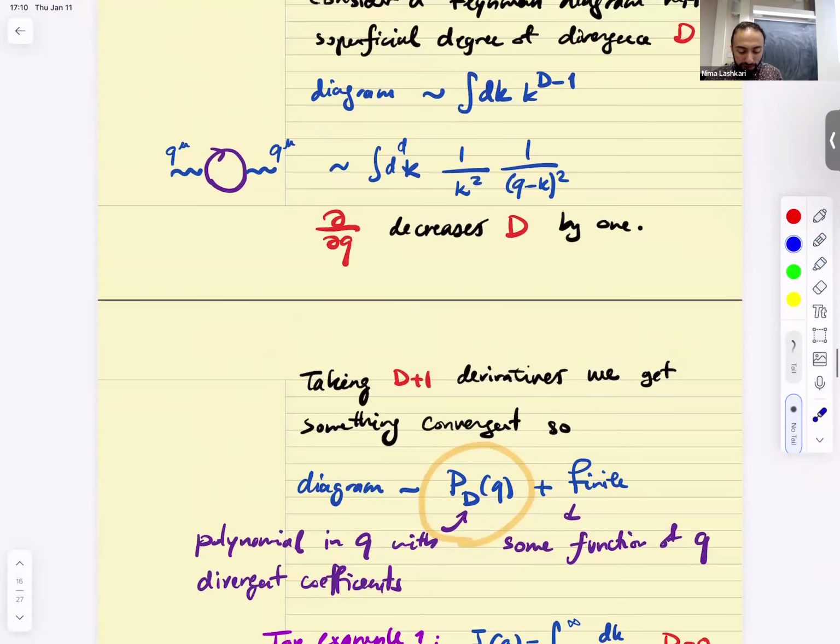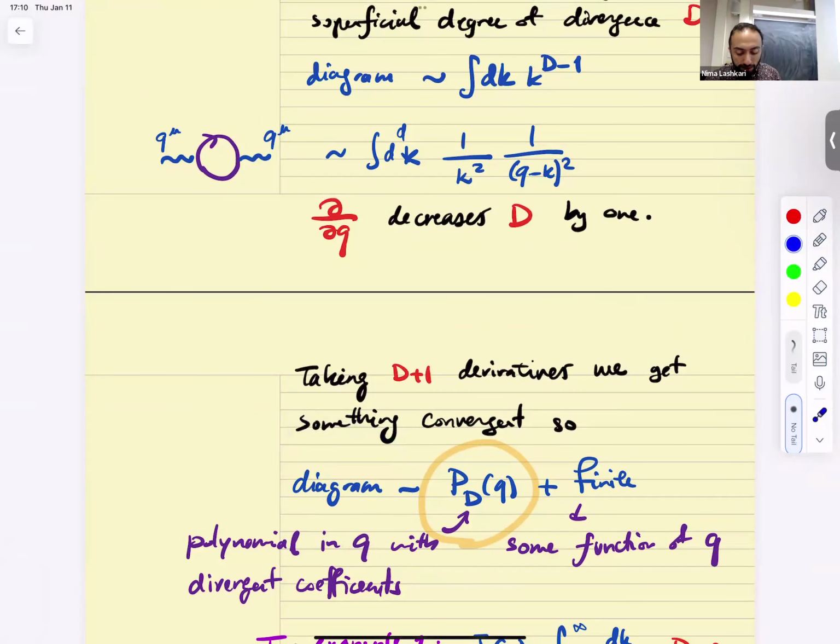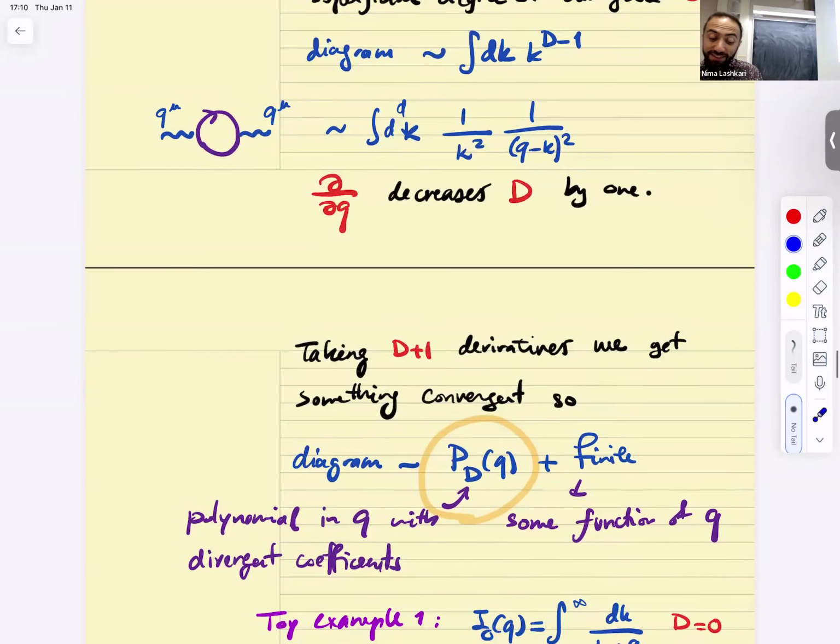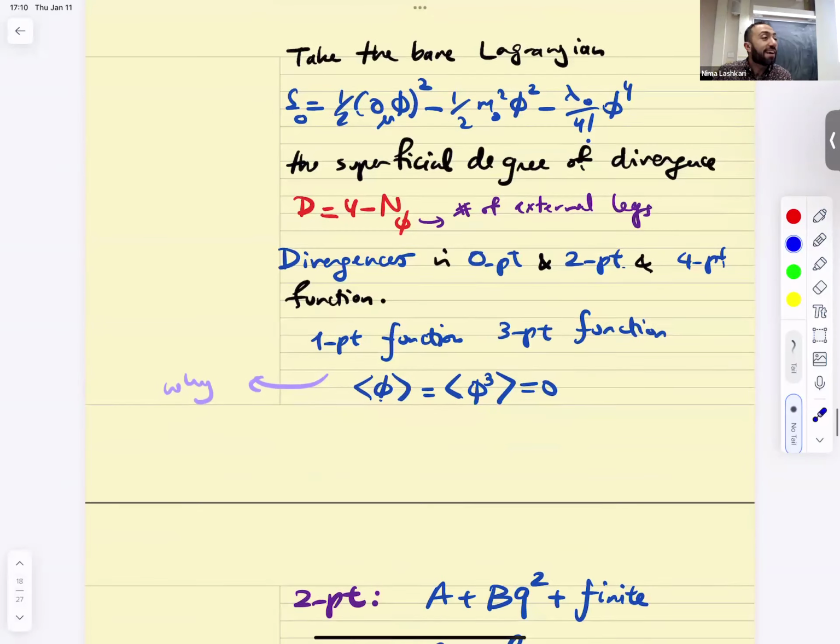So let me repeat the main result. If you have a Feynman diagram with superficial degree of divergence capital D, you could always split it into a finite piece plus divergences, and the divergent terms come as coefficients of a polynomial of degree D in external momenta Q. Now, when I say external momenta, you could have n different legs. It will be a polynomial of a certain degree in Q1 to Qn. It's a very difficult word. All right. Any questions?